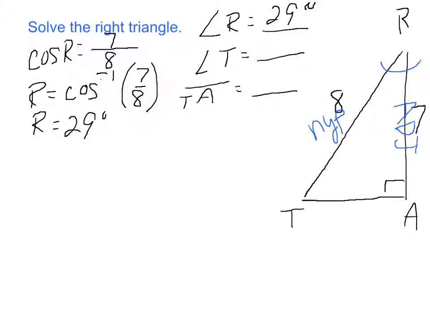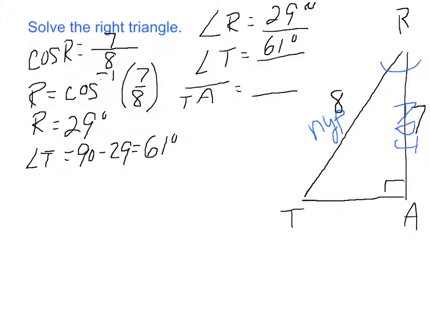To find angle T, just like in the last triangle, all I have to do is subtract 29 from 90. And when I do that, I get 61 degrees. So angle T is 61 degrees.